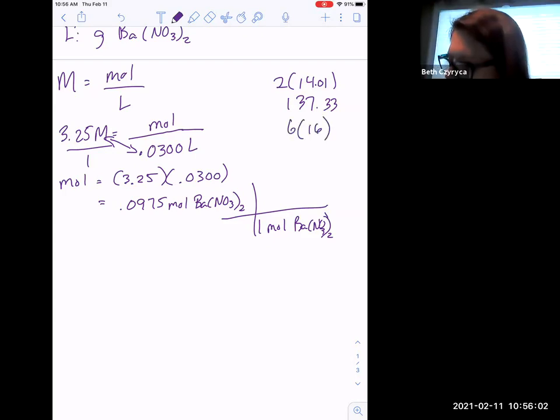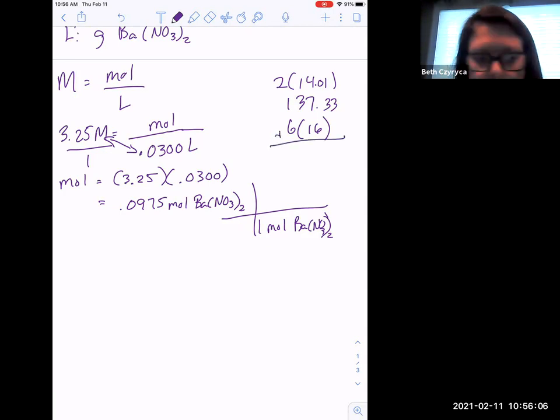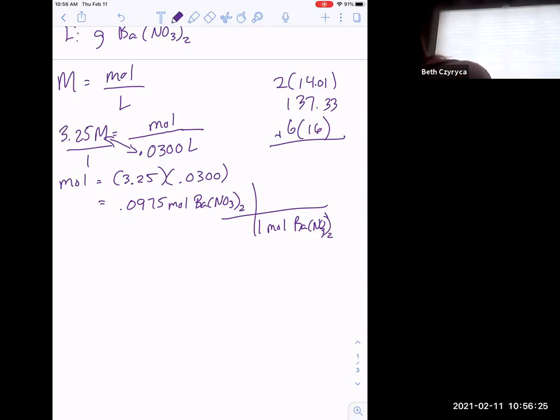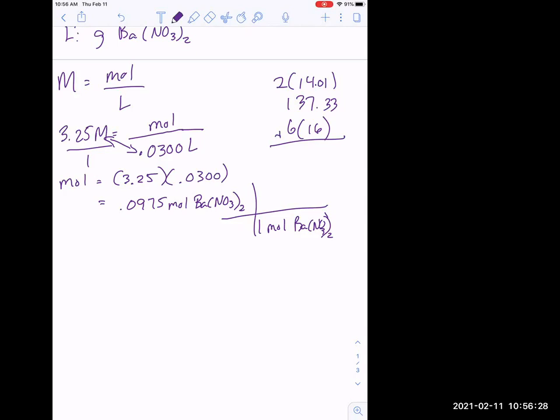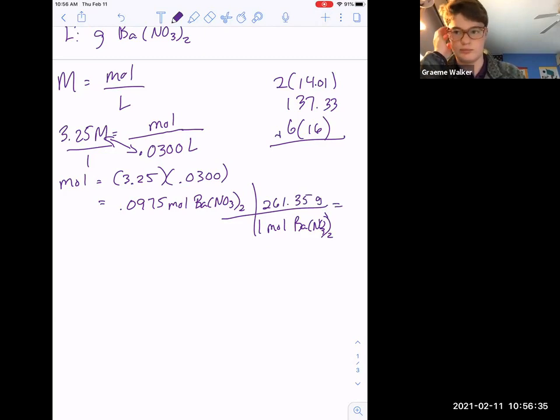All right, so we have 1 barium, 2 nitrogen, and 6 oxygen. Add that up. I like when 2 people do it to make sure there's no error. I got 261.35. Yeah, I got that too. Okay, good. All right, so we're done.